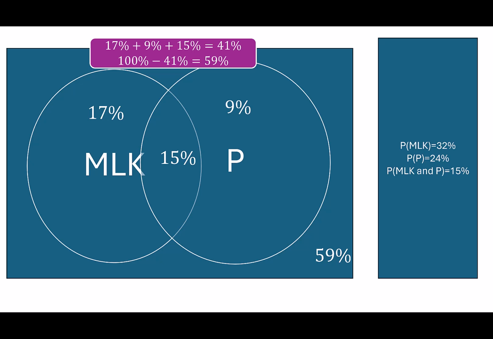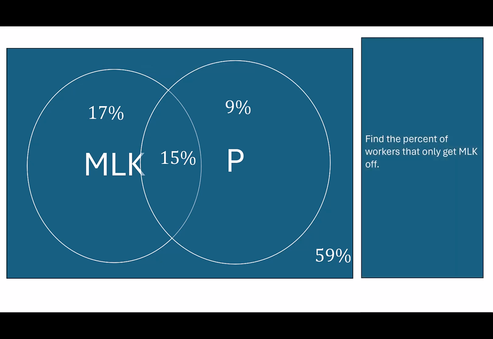Now we're ready to go back and grab our questions. Our first question said, find the percent of workers that get only MLK off. Only MLK is the 17% that are all by itself in the circle.